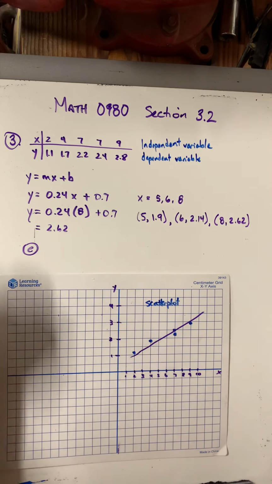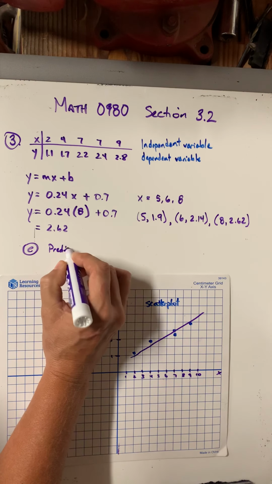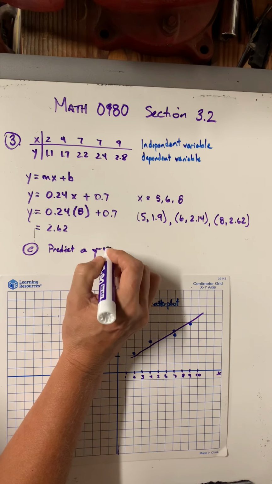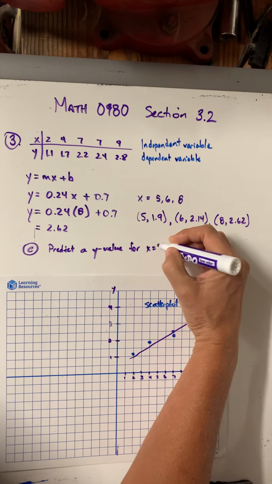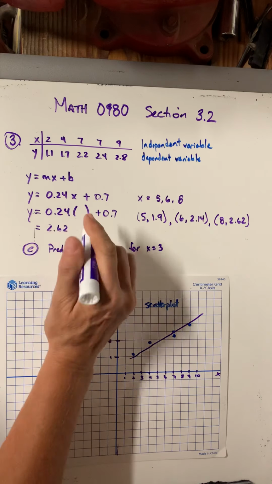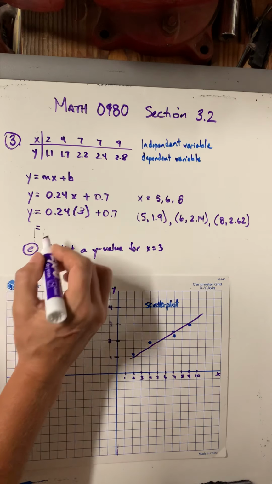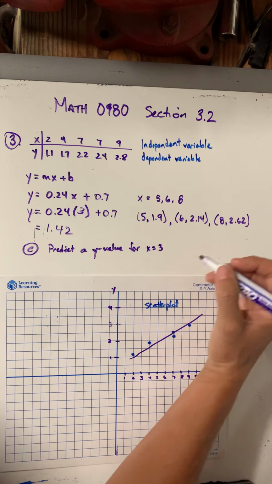It says, predict a y value for x equals 3. So the reason we use these trend lines is so that we can make predictions for x equals 3. So this is the same thing. Then I'm going to plug a 3 in here, and I'm going to calculate it, and I get 1.42. So my answer is 1.42.